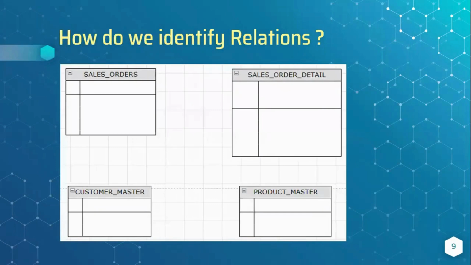Next, what is the relationship between the tables? How do we identify relations? We will identify relations by identifying the dependencies. For example, can we have sales without customers? No. So sales is compulsorily dependent on customers. We must create a relation between sales and customers.